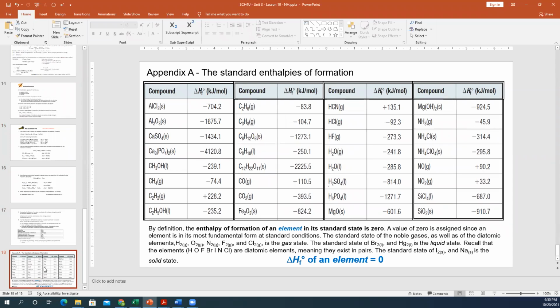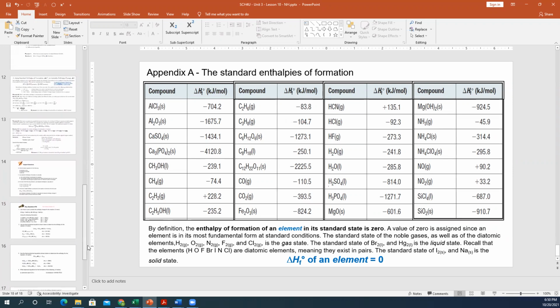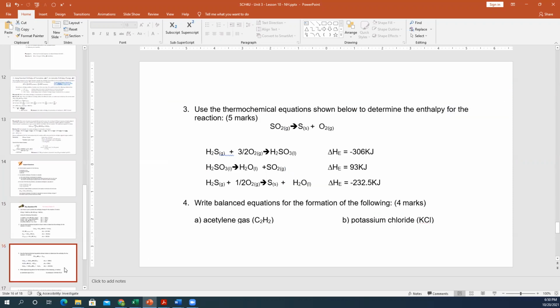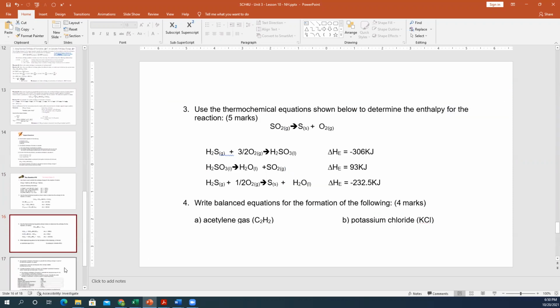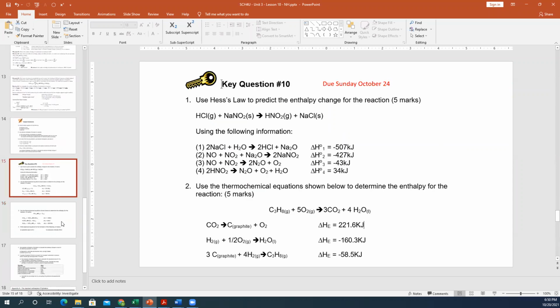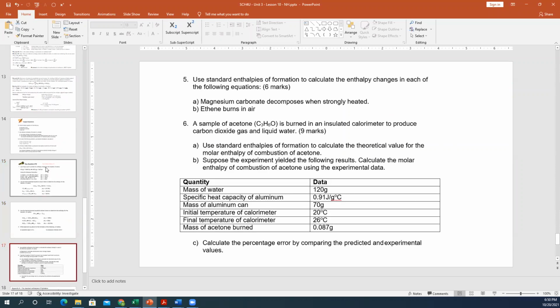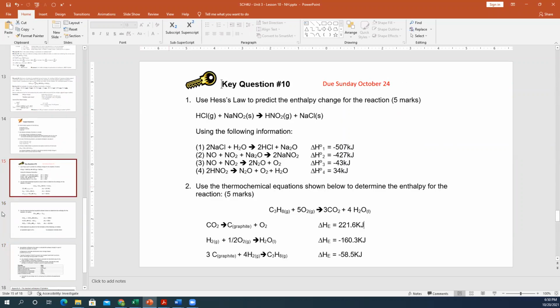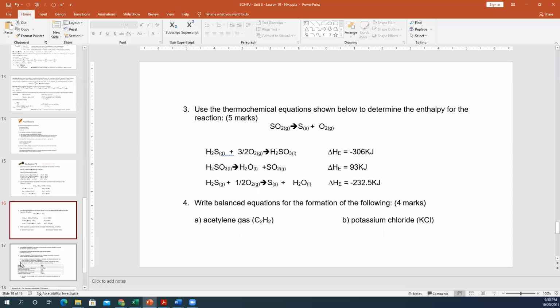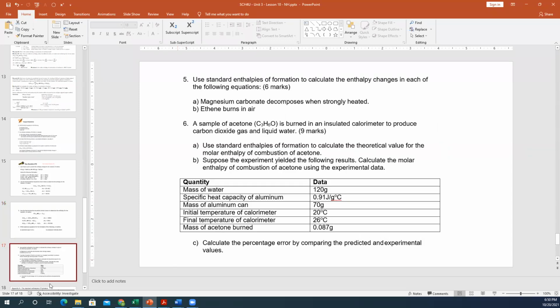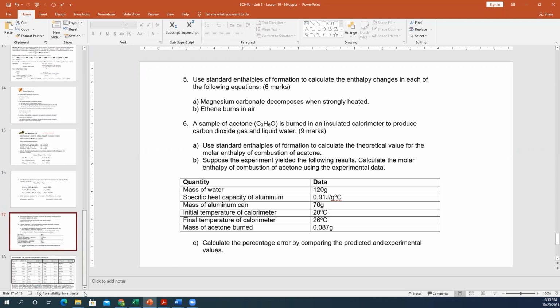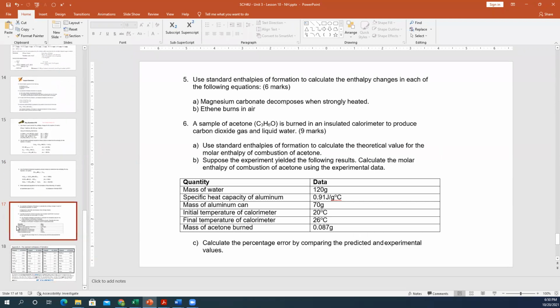All right, so here is the table at the end. Slide 16 and 17 are part of the key questions. Let me just see. 1, 2, 3, 4, 5, 6. There are 6 key questions in all.